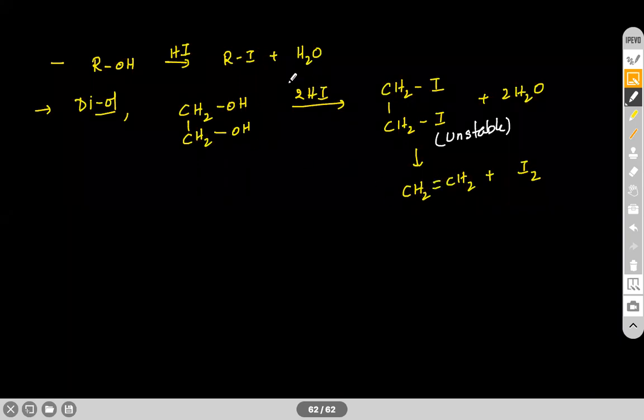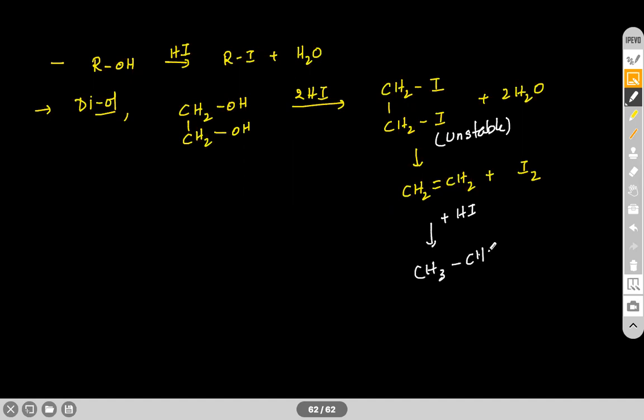So if you are getting 2 molecules of HI, you'll get this. Further, if you add HI into this, then this will be the addition reaction of HX on alkene. And according to Markovnikov or anti-Markovnikov rule, depending upon the condition, it converts into alkyl iodide. Did you understand this?